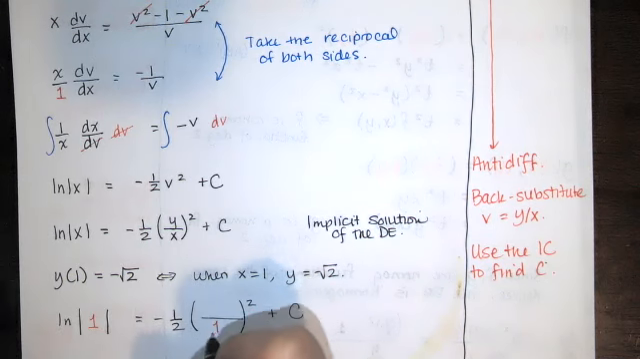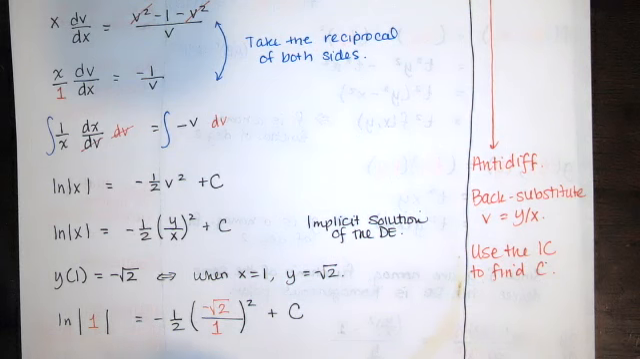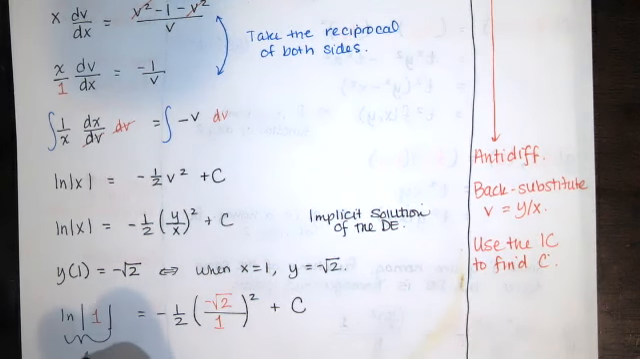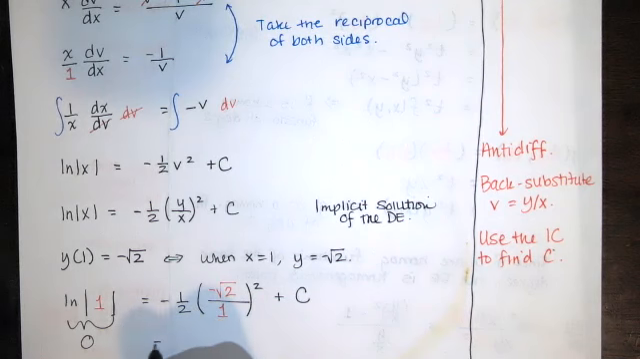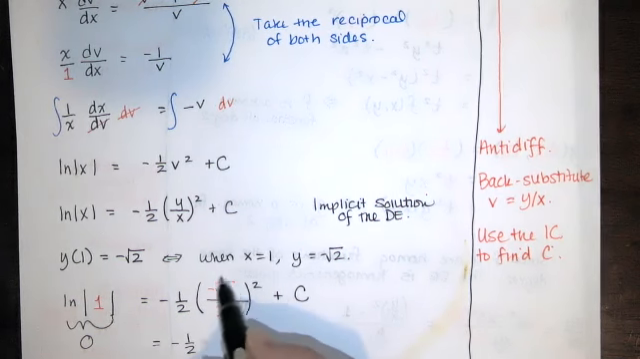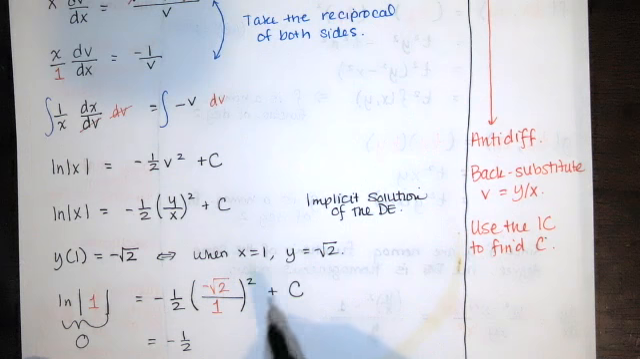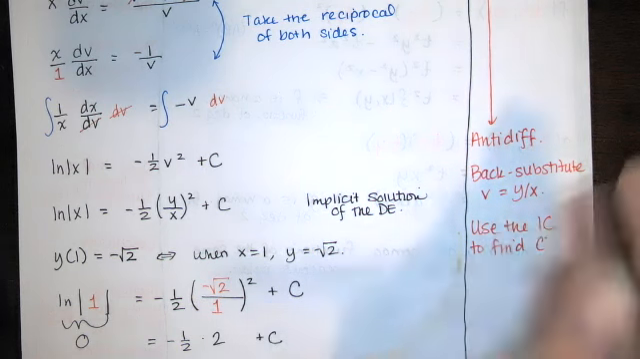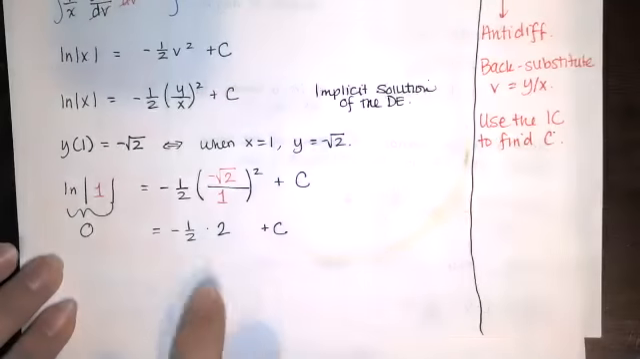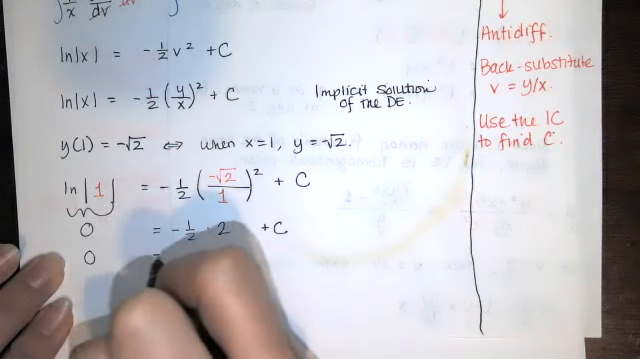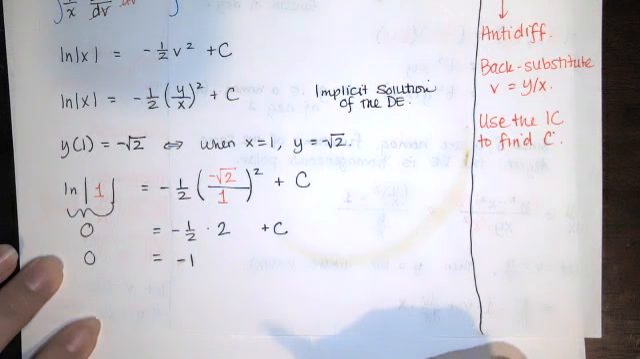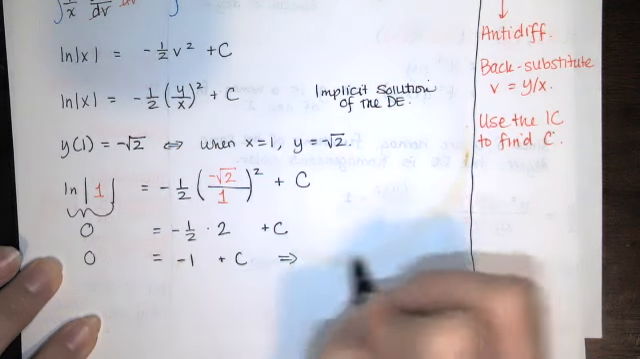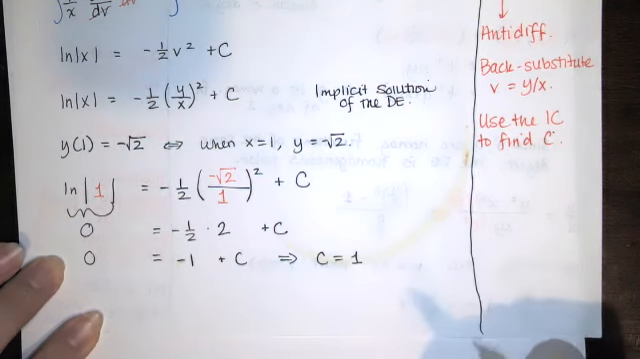x is 1. y is the negative square root of 2. Natural log of 1 is 0 because e to the 0 power is 1. If I take a negative and I square it, negative times a negative is a positive. Square root of 2 times square root of 2 is square root of 4, which is 2. So we have this. And obviously, negative 1/2 times 2 is negative 1. So if we add 1 to both sides, we get that c must be 1.